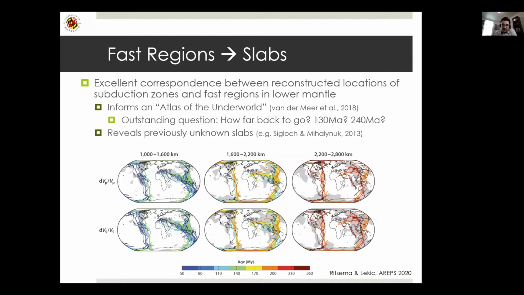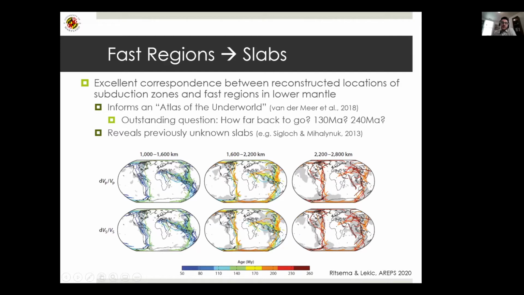So here I show a figure that's kind of like a summary figure where in gray, I'm highlighting all the seismically fast regions in tomographic models in VP and in VS. And then on top of them, I overlay the reconstructed locations of subduction zones color-coded by age. And you can see that there's an excellent correspondence up to at least 140 million years, which is this green color. When you go to older subduction zones, it gets a little bit trickier.